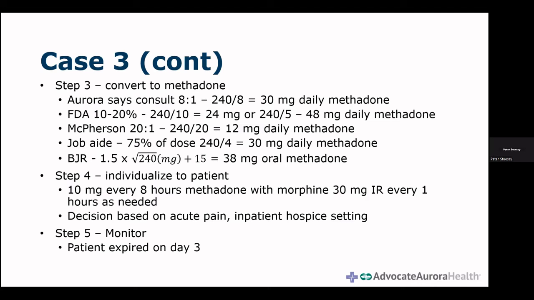And then they decided to give PCA at first, but eventually ended up with morphine 30 IR every 1 hour. So the PCA was really the demand and the breakthrough at first. And the decision was based off of that setting and the acute pain that the patient was experiencing. So then on the monitoring end of things, the patient expired on day 3. So as Martin said, was it really worth it? But I will note that their pain was well controlled and they died what is considered peacefully, if you want to put it that way. They were well controlled with the methadone underlying and the PCA.